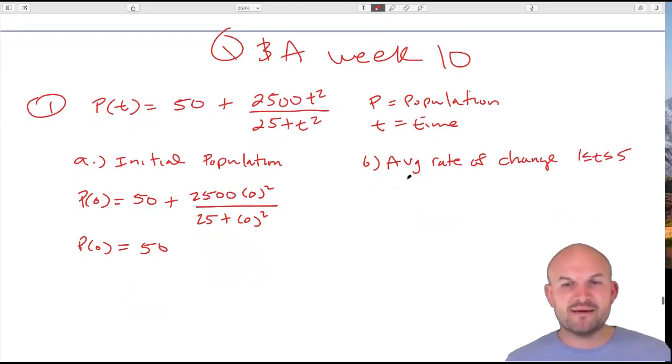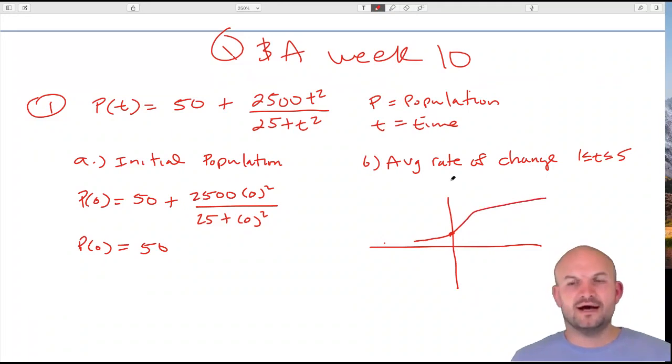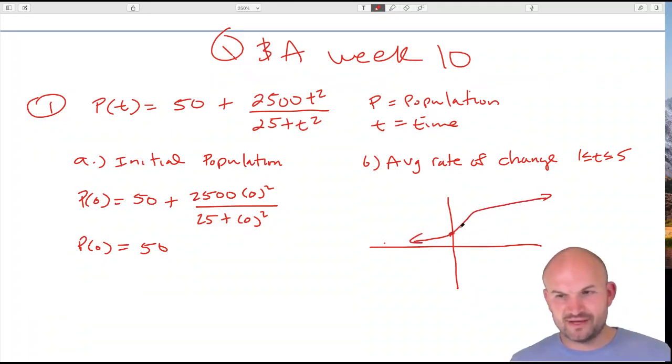So if you remember, let's just make something up. Let's pretend this is like an S-curve population. So here's like 50, right? Let's say it goes something like this. So all I'm basically saying is, if we had here's 1 and here's 5, and we wanted to find the slope of that line, so here's 1, here's 5.